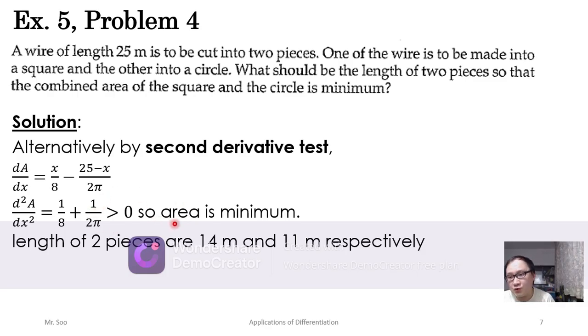Okay, so I can straight away make my conclusion. Area is minimum. Then you find the length of the two pieces. This part is the same as the previous part. x equals 14 and 25 minus 14, which is 11 meters, respectively.